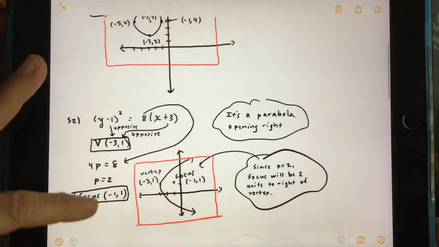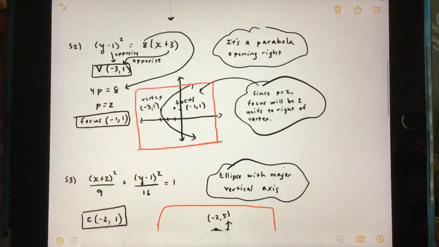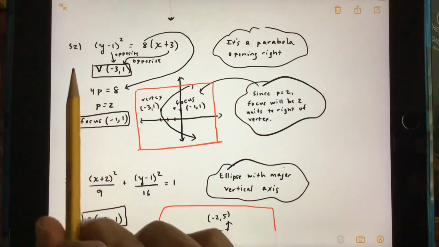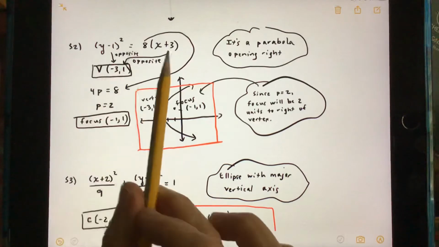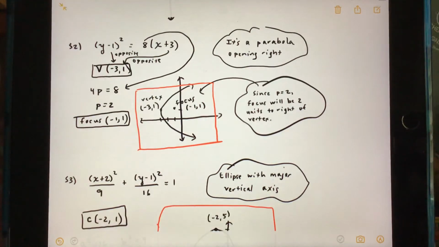Next problem. Let's take a look at a situation where we're given an equation that actually is a parabola. Again, looking back at our notes on this lesson, we're going to recognize this as a parabola because we see a y squared term and an x term. No x squared here. So this is a parabola that does not have a vertex at the origin.